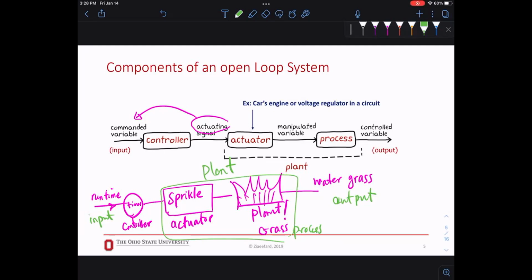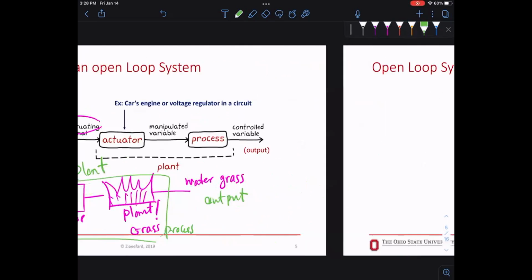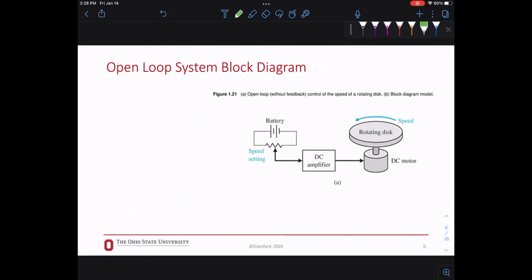Right? Very simple. We still have a controller, right? And we have all the components. So let's look at a more familiar example, maybe that you've seen before. Think about any object that rotates, like a rotating disc, flywheel, or the wheel of your car. There's always a DC motor or something connected to it that rotates it, right?